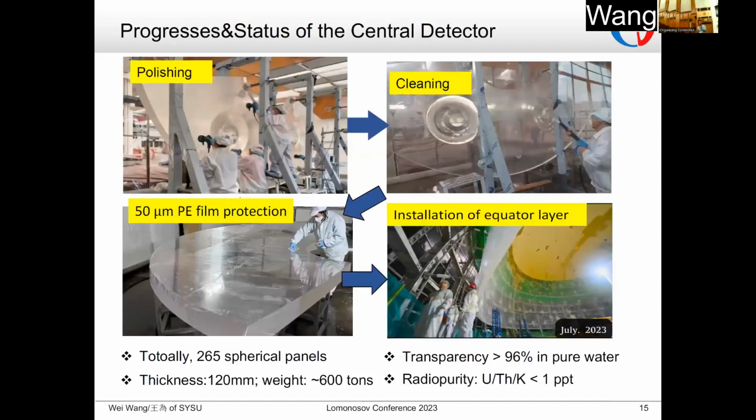For the detector, to hold 20 kiloton liquid scintillator, we are using an acrylic vessel. Step one is polishing, cleaning, and protecting them, and installation. This July, we have reached the equator of the vessel. So far, the quality control has been satisfactory, both transparency and radiopurity.